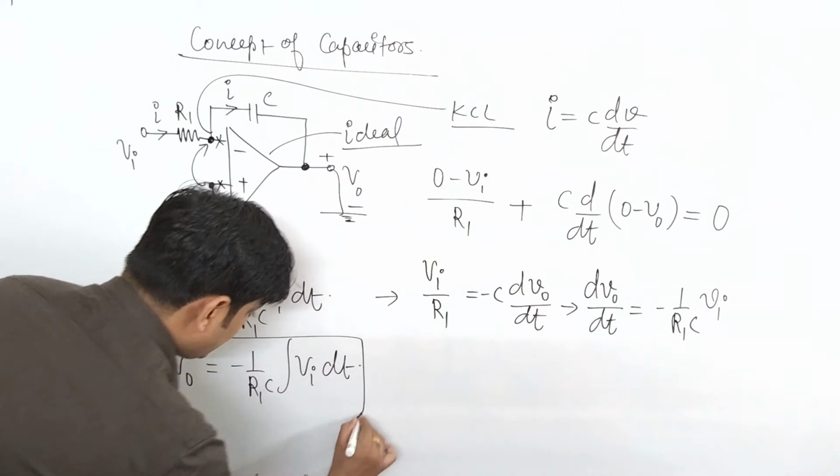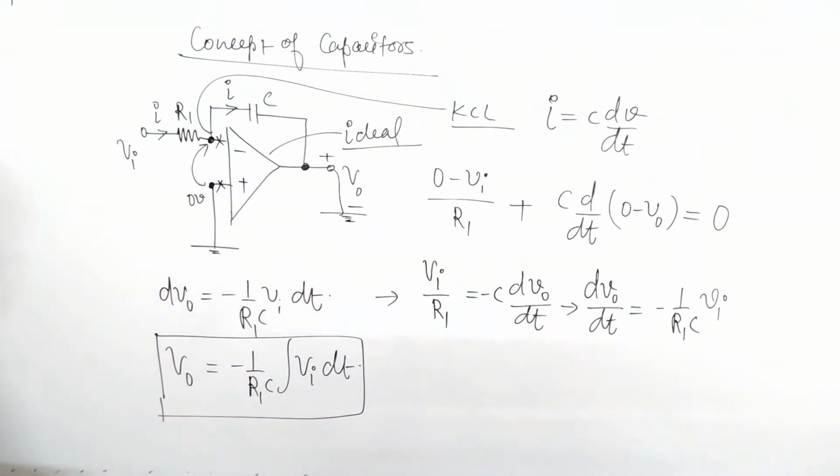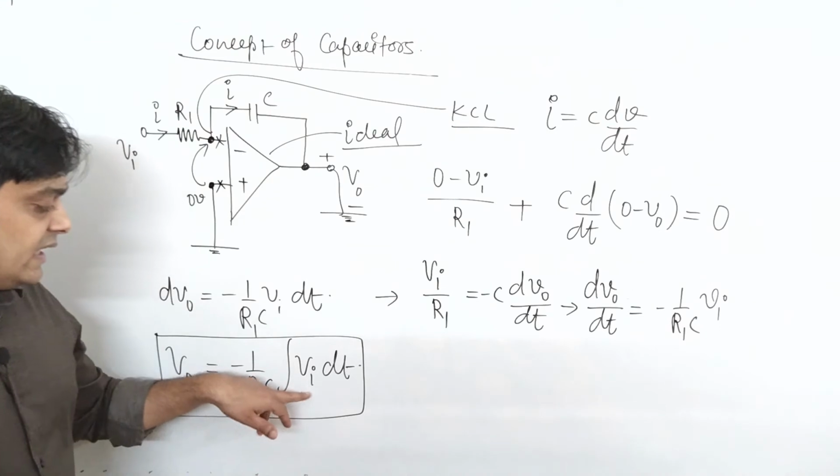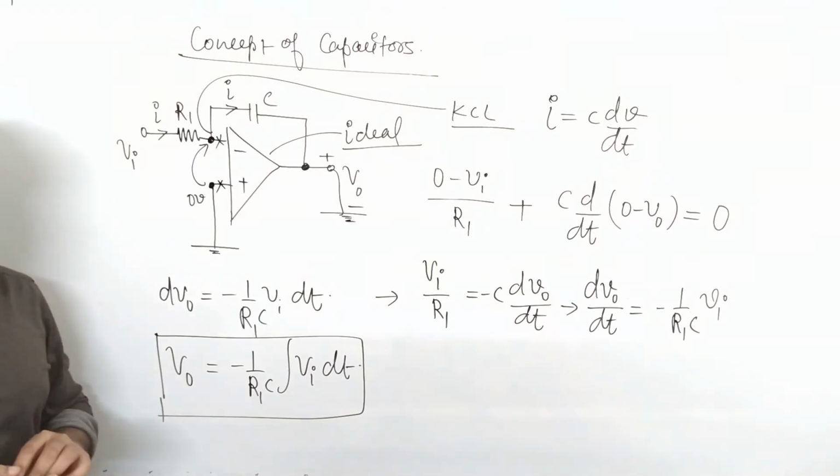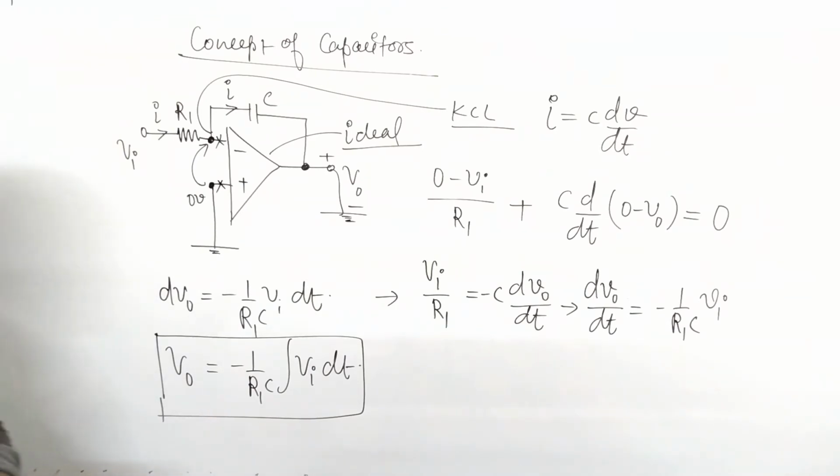So from here we just identified the relation between output and input in this form. So you can say that your output is the integrated form of your input, and that's why this is called an integrator. Just keep in mind.